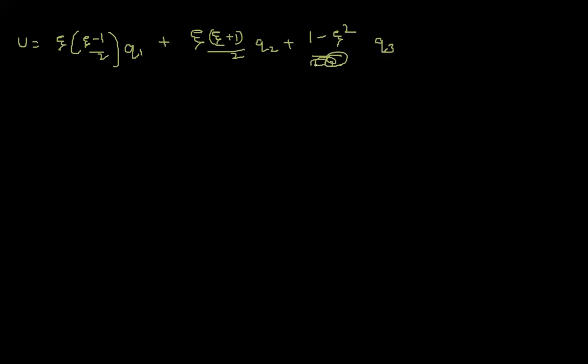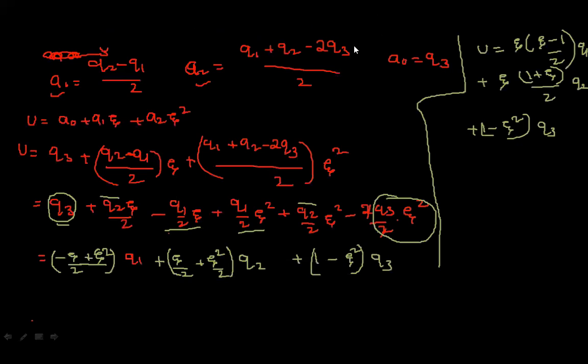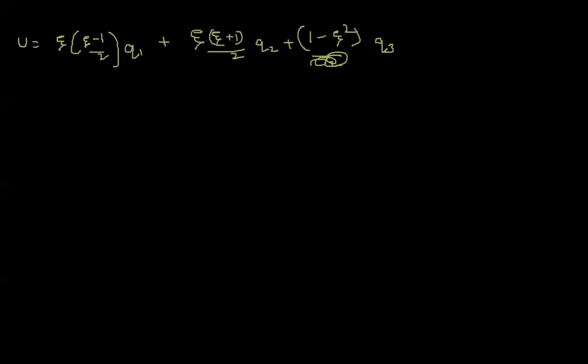I think there is no divided by 2 there, so it is 1 minus zeta square into q3. This is the equation that we got after substituting the nodal parameter. This function is very important. It is not an assumed interpolation function now; it is called an interpolation function, and it would be satisfied throughout the element, from node point 1 as well as node point 2, and at the middle, node point 3. So wherever you put it, it is satisfied.